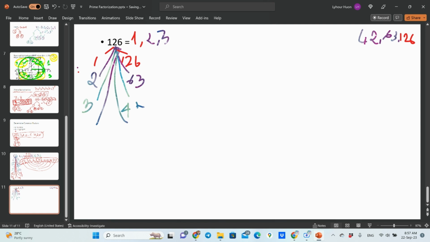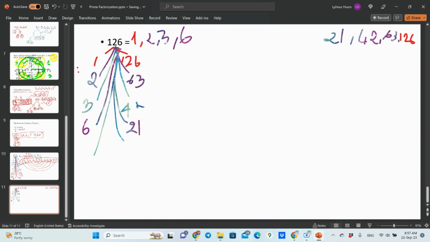5, is it divisible by 5? No, because it doesn't end with a 0 or a 5. So not. And 6, does it divide by 6? Yeah, it's 6 and 21. 6 and 21. So, okay, 6 and 21.